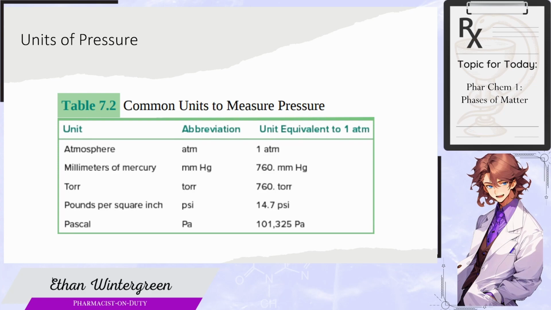We also have the torr, or torricelli. It's equivalent to millimeters of mercury. And we also have Pascal and pounds per square inch. You often see pounds per square inch in engineering calculations, or in your car, primarily in your tire pressure.